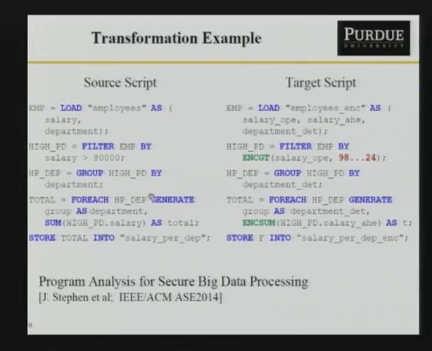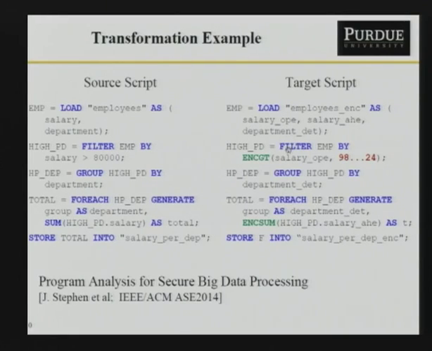So let's see how we transform this script. We first load a file, which is not the same. We load the employees enc, which is the encrypted version of the same file. Note that what used to be salary is now salary encrypted under OP and AAG, and that's because our script identified that salary is involved in both inequality operations and in addition. And then the department is involved in deterministic, so equality comparison, so we load the deterministic version of department.